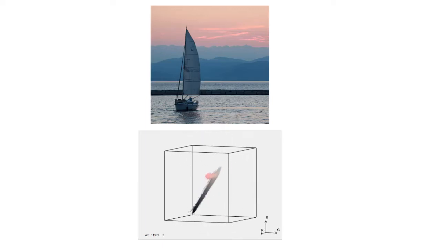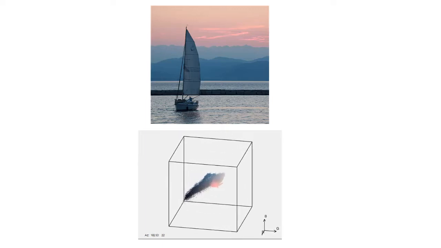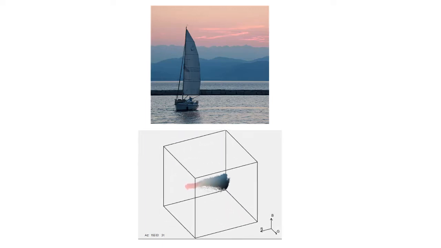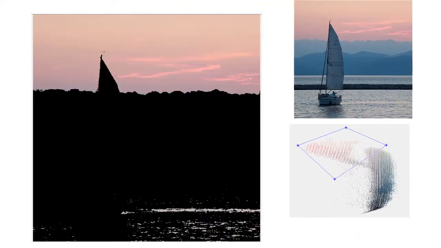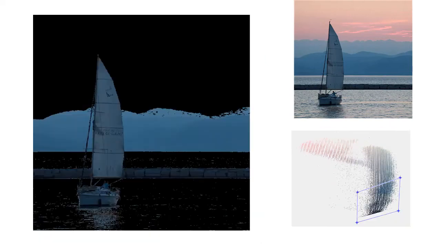Now consider this example where background and foreground separation is not that trivial. If we consider the boat to be the foreground image, then color-based segmentation may not be a good idea. It would be very difficult to identify that specific region in the color space that would group just the boat pixels together.